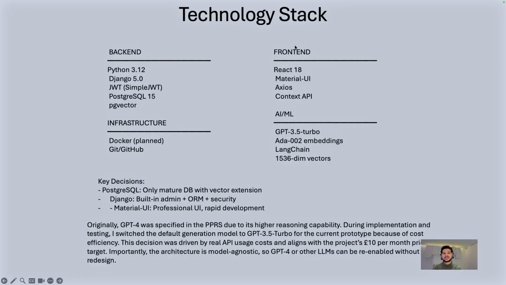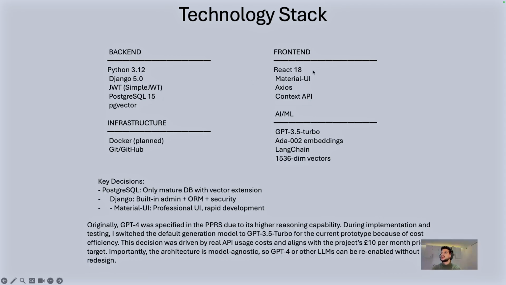And here you can see the technology stack. For the backend, I chose Python 3.12 and Django 5, because it had JWT, and I use Simple JWT. For the database, PostgreSQL 15, and for the vector database, I use pgvector. For the infrastructure, I'm going to use Docker for when I plan to deploy the project on the server. But now I'm using GitHub for documenting my process and my progress.